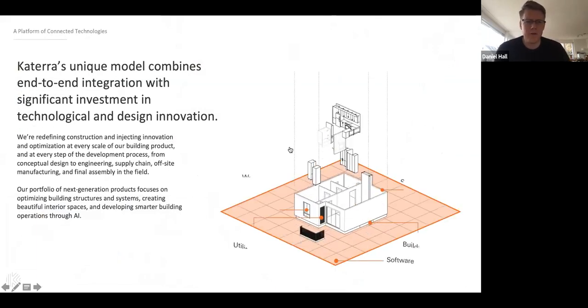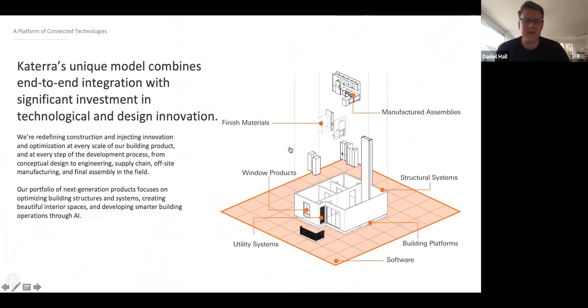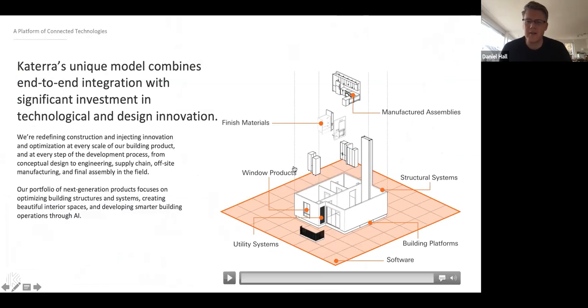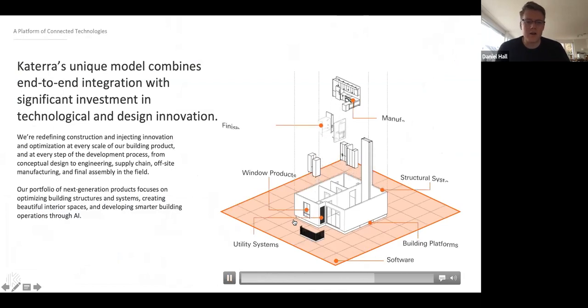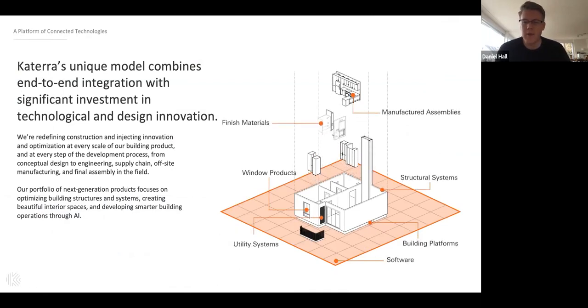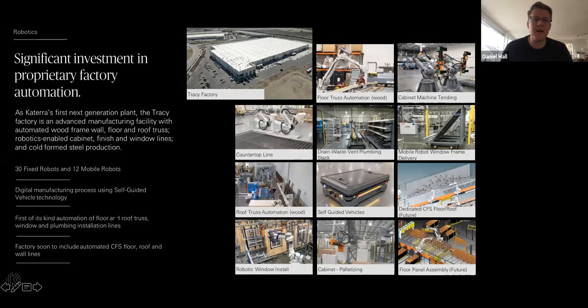So this is their whole philosophy. It's end-to-end integration with significant investment in design and technical innovation. They're really looking at these manufactured assemblies, but they're also thinking about their overall set of products, and they want to manufacture all the products themselves. They're trying to invest in factory automation. So here are some of the things that they have in their factory. They have more things than this, but I think they're not talking about them yet, and I'm not allowed to talk about them. But here you can see their large factory in Tracy.